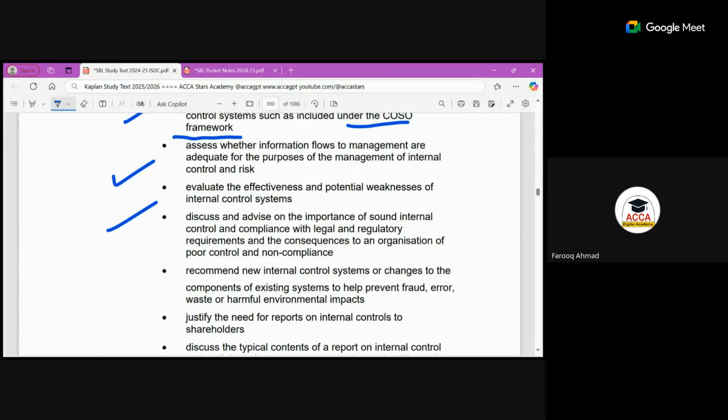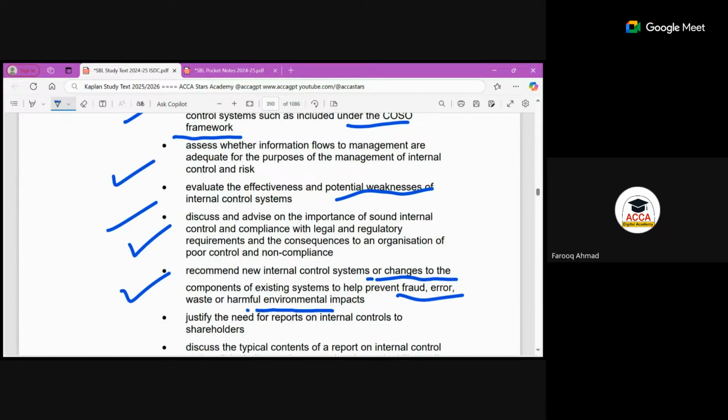Evaluate the effectiveness and potential weaknesses of internal control. Wherever an internal control weakness is there, if there is not a proper check and balance, they have to redesign it and allocate further resources to prevent this type of mishap or misleading. Recommend a new internal control system or changes to components of the existing system to help prevent fraud, error, waste, or harmful environmental impacts.